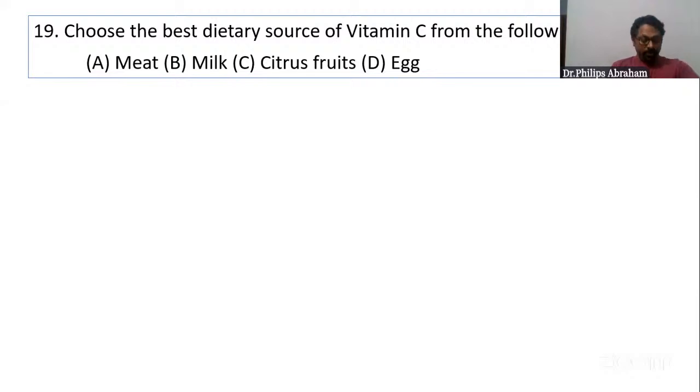Next question. Choose the dietary source of vitamin C from the following. No doubt, vitamin C is from citrus fruits. So the main sources of vitamin C, as you know, are amla, our nellika, then guava, perakka, then citrus fruits. Vitamin C is also called ascorbic acid.